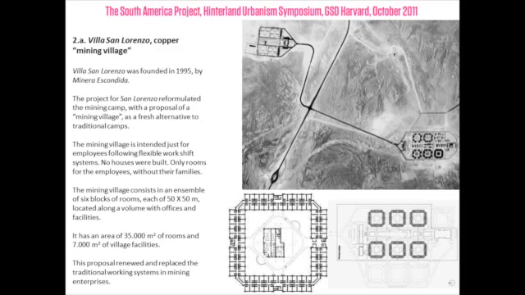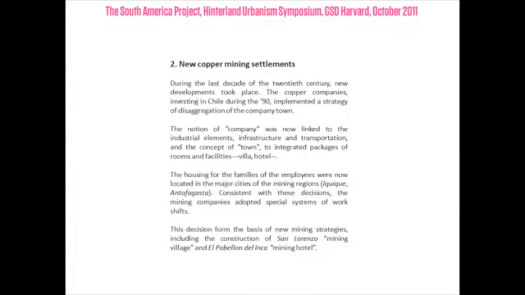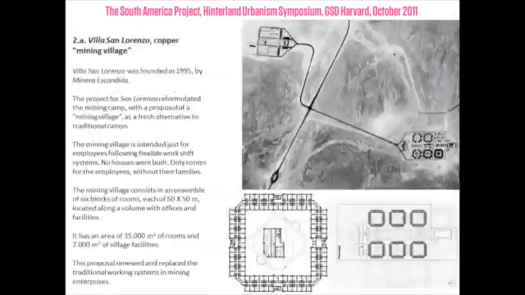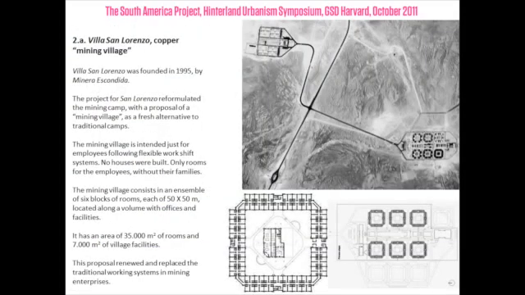No houses were built, only rooms for the employees without their families. The mining village consisted of an ensemble of 6 blocks of rooms, each of 50 by 50 meters, located along a volume with offices and facilities. As we can see in the picture, here we can see the 6 blocks around the line axis of facilities.